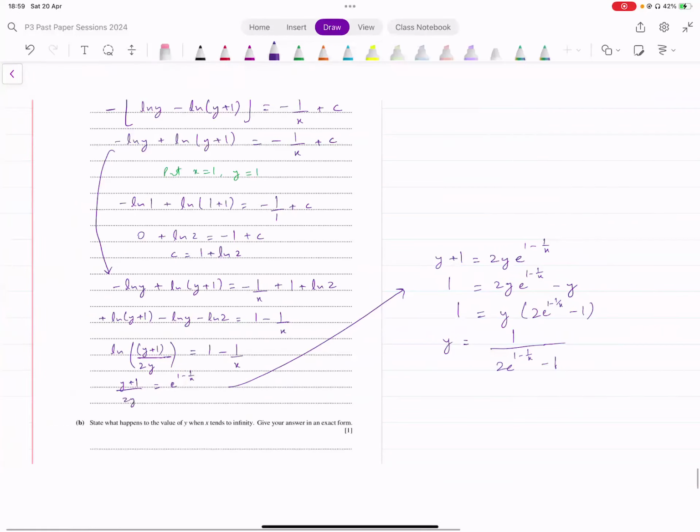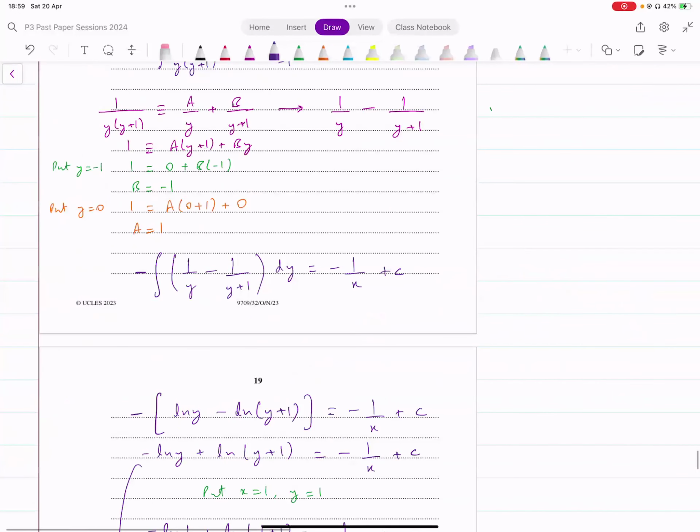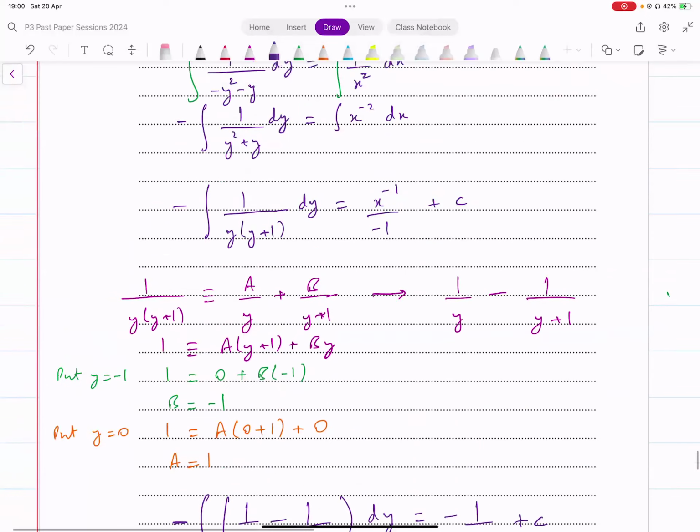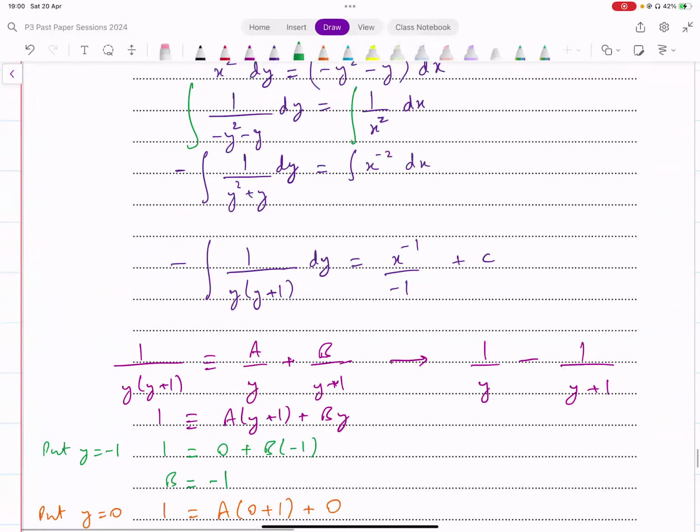All right. Now, let me go through this again, answering the questions that you're asking about. So why are we using the partial fractions rule? Well, this is the fraction that we had. This was the fraction 1 over y squared plus y.